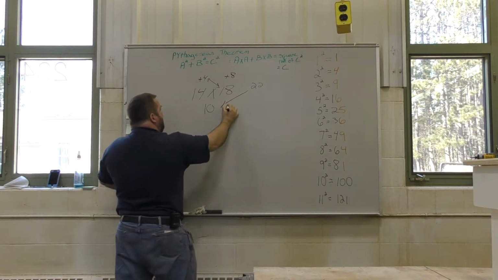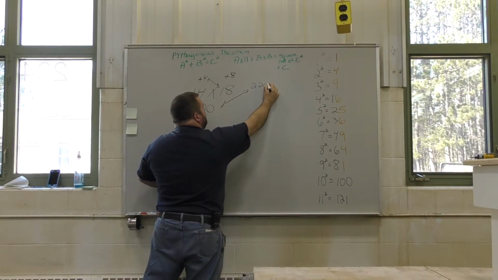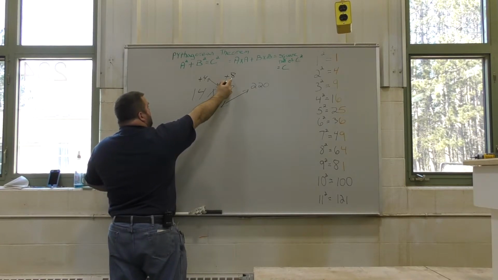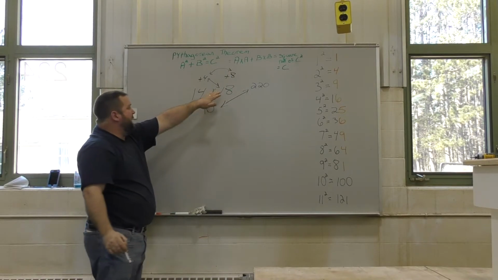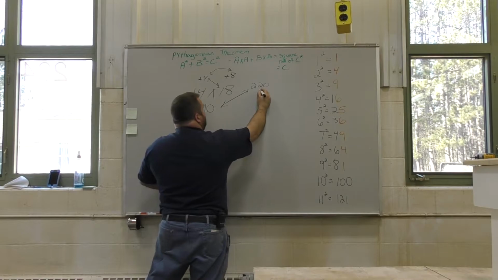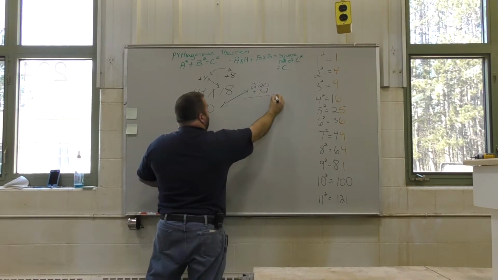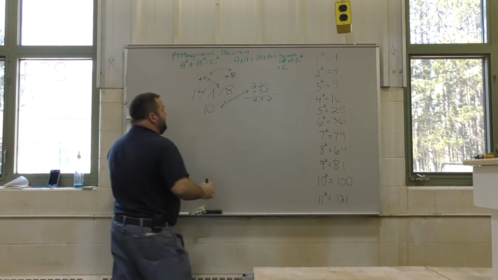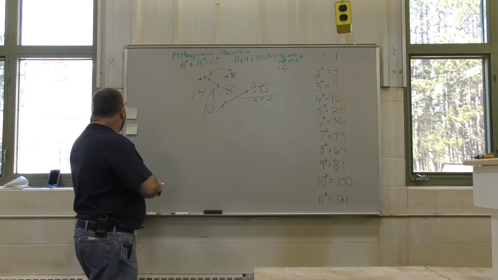Then we're going to times it by 10. That's 220. Now we're going to multiply these two together. Multiply the 8 times the 4. That equals 32. Add those together, and you come up with 252. Is that making sense?